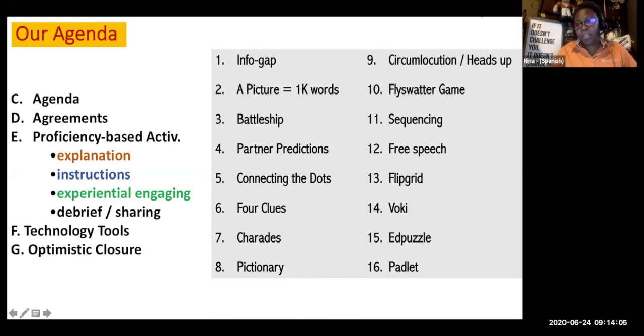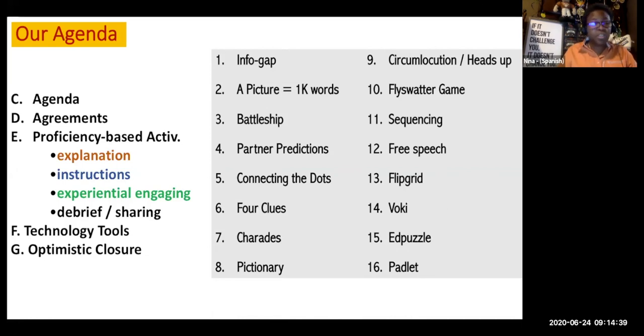So these are the 16 different things that I'm hoping that we get a chance to engage in today. The first 12 are activities and the last 4 are tech tools. And we're going to go in this order so you get a chance to experience all of these. And as language teachers, if you've been teaching for any amount of time, you've done some of these, several of these, and I'm hoping that we can get different twists on how to do them online.